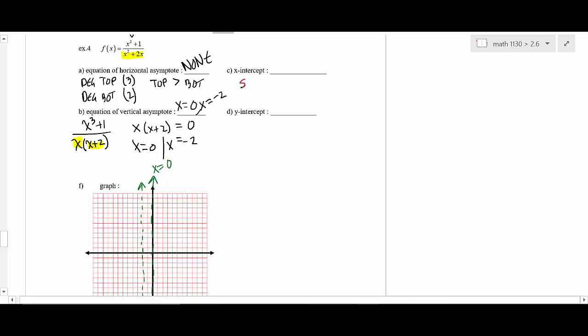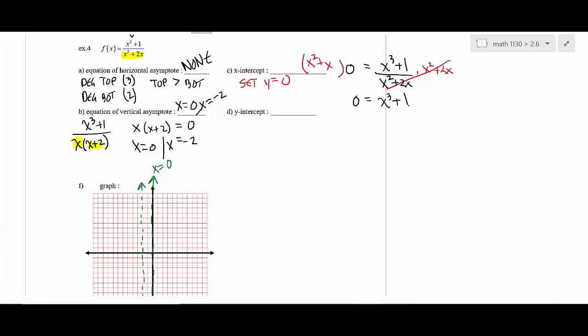When you do an x-intercept, what do you do? You set y equals 0. In other words, you just do the function. So what you would do is 0 equals x to the third plus 1 over x squared plus 2x. Okay, now you can bypass this step I'm going to show you here, but technically what you're doing is multiplying both sides of this equation by that denominator so you get rid of it. So what you'd end up having is 0 equals x to the third plus 1. That's the way you always find x-intercepts: find what values of x make y 0.